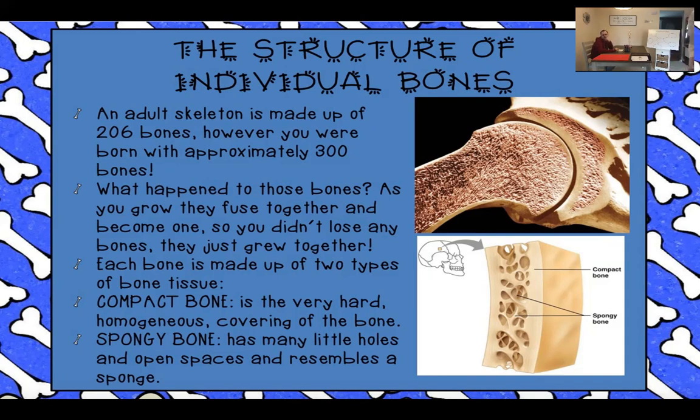Okay, awesome. Again, there are two types of bone. You have compact bone or spongy bone. If you look here, the compact bone is on the outer portion. It's a very hard, homogeneous covering of the bone. You'll see it on the outer portions. And then on the inside, that's where you'll find the softer, more spongy bone.